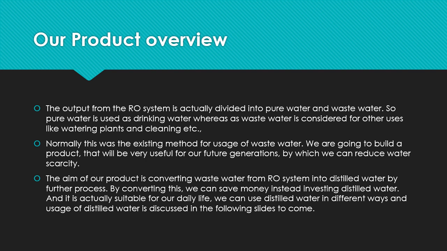Our product overview. The output from RO systems is divided into pure water and wastewater. Pure water is used as drinking water, whereas wastewater is used for other purposes like watering plants and cleaning. Normally, this was the existing method of using wastewater. We are going to build a product that will be very useful for our future generation, by which we can reduce water scarcity. The aim of our product is converting wastewater from the RO system into distilled water by further processing. By doing this, we can save money instead of investing in distilled water. It is also suitable for our daily life, as we can use distilled water in different ways, and the usage of distilled water is discussed in the following slides.